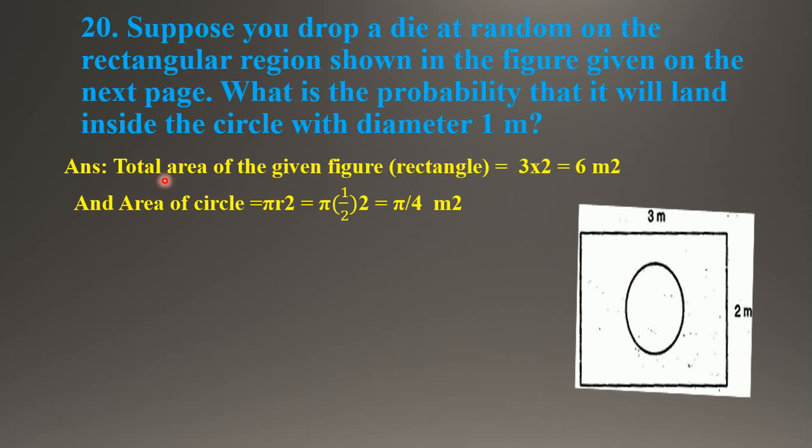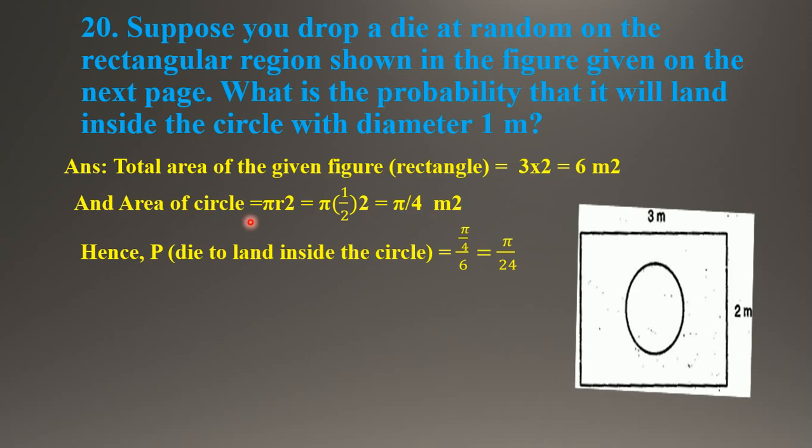So first of all, the total area. The total area of the rectangle is length into width, which is 3 into 2, 6 meters square. The area of the circle is pi r square, pi into 1 upon 2 whole square, since the diameter is 1 and the radius is 1 upon 2. That is pi upon 4 meters square. Therefore, the probability of the die landing inside the circle is the favorable area pi upon 4 upon the total area 6, which is pi upon 24.